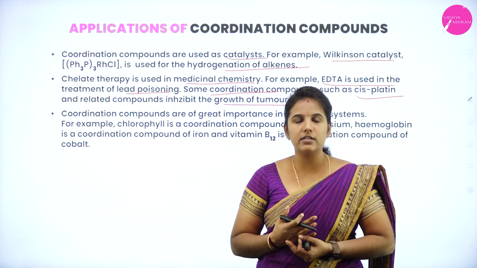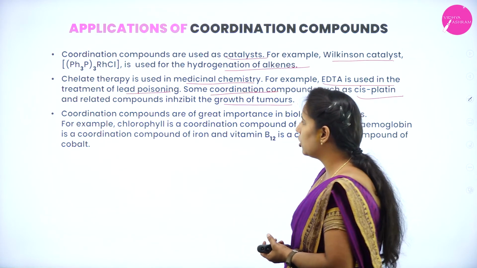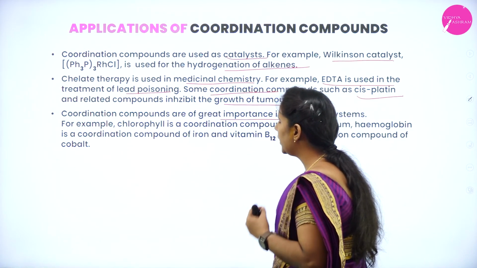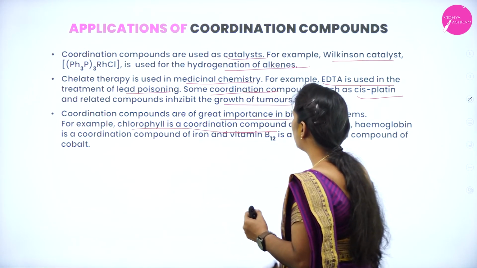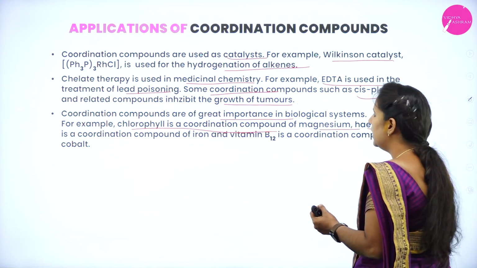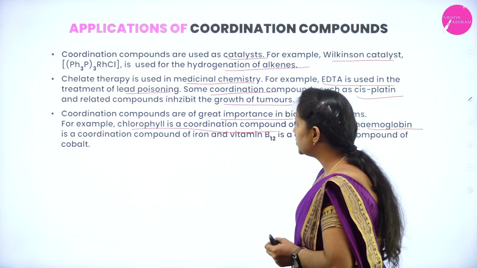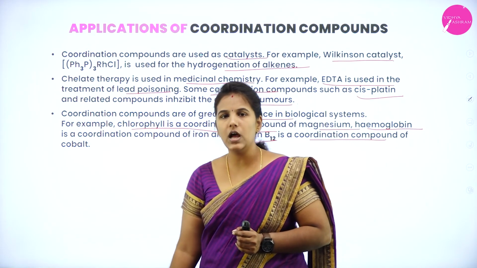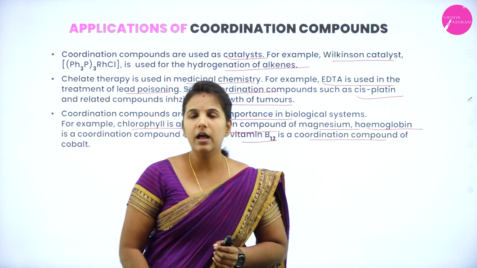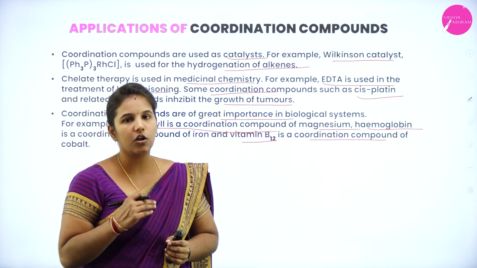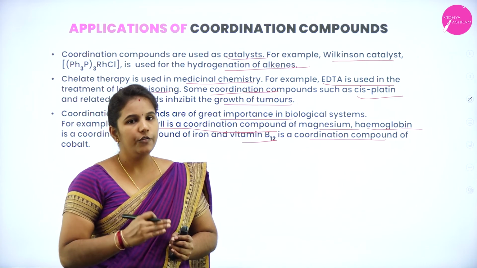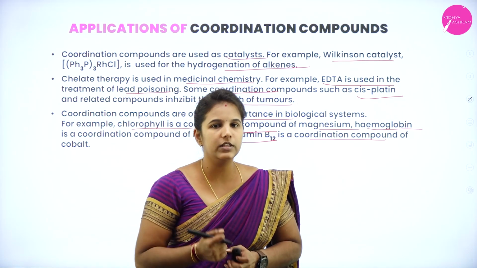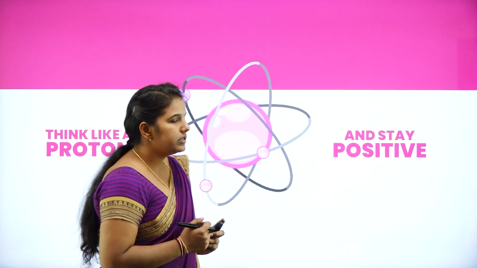During the treatment of cancer also, we use coordination compounds, and coordination compounds have great importance in biological systems. For example, chlorophyll is a coordination compound of magnesium, hemoglobin is a coordination compound of iron, and vitamin B12 is a coordination compound of cobalt. So these are the important applications of coordination compounds. Remember, from this application we can expect a one-mark question. So have a look at the applications and try to work hard.